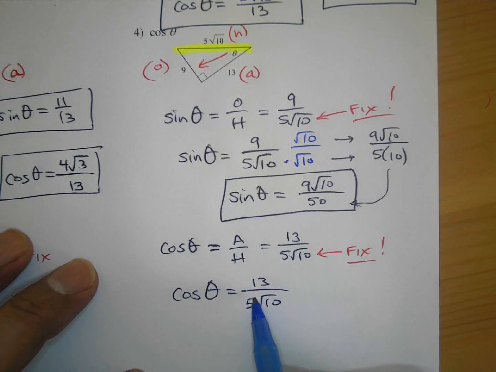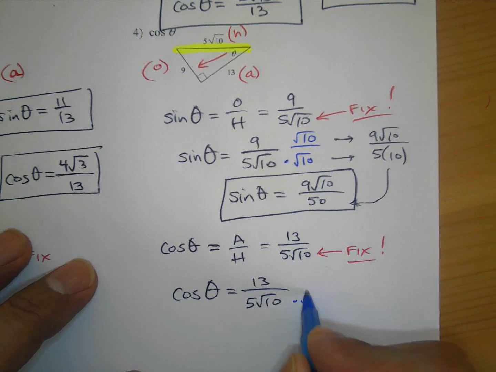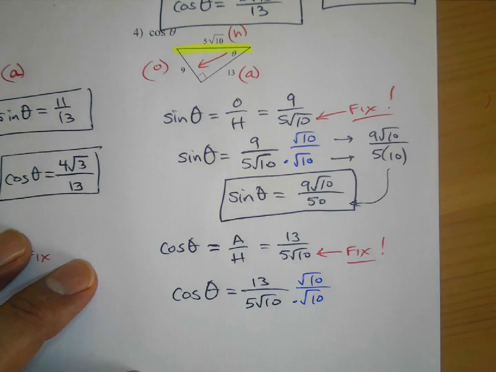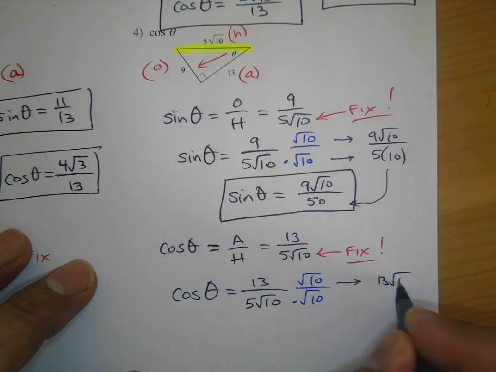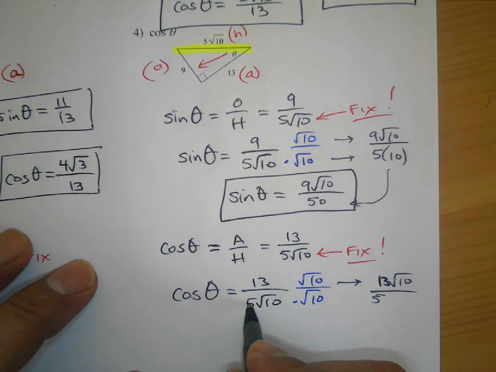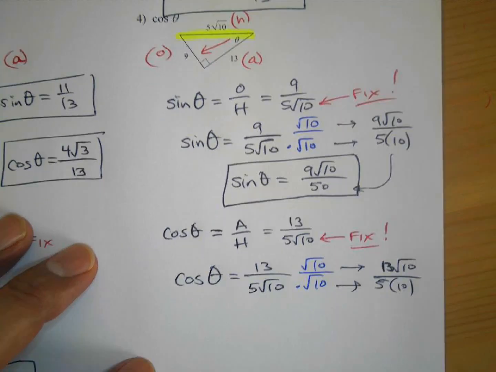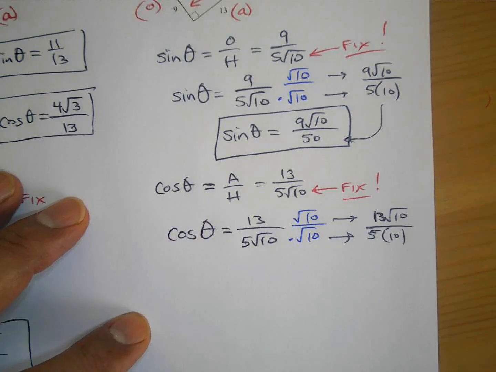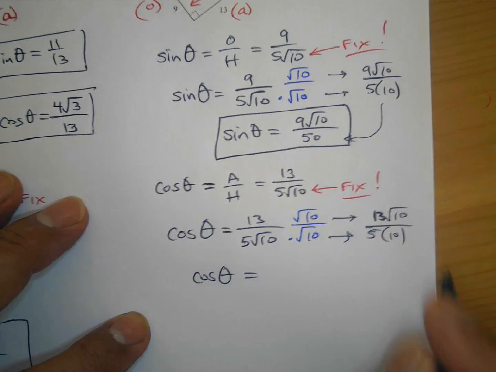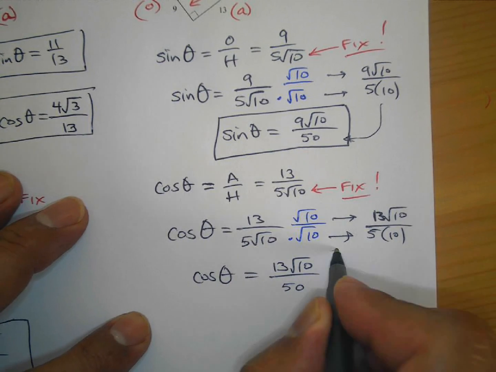So, again, these can't reduce. Always check and do that first if possible. We just need to take care of the root 10, so multiply by exactly what that radical is. This is going to give you what? 13 root 10, 13 times root 10, and then 5 times what? 10. Just like it happened with sine. Final ratio for cosine is 13 root 10 over 5 times 10, which is 50.